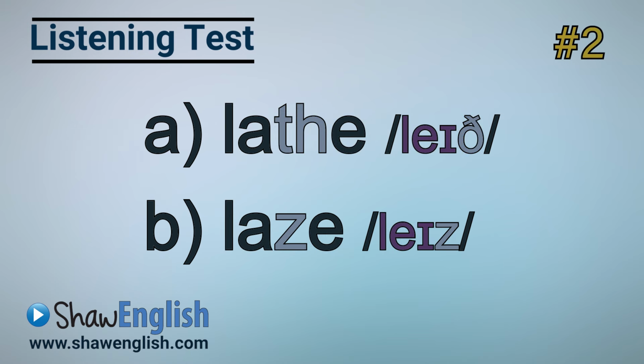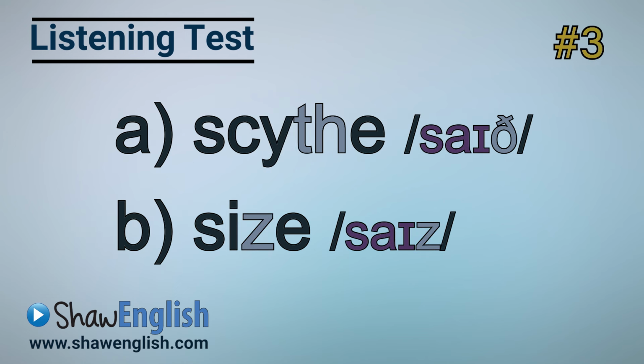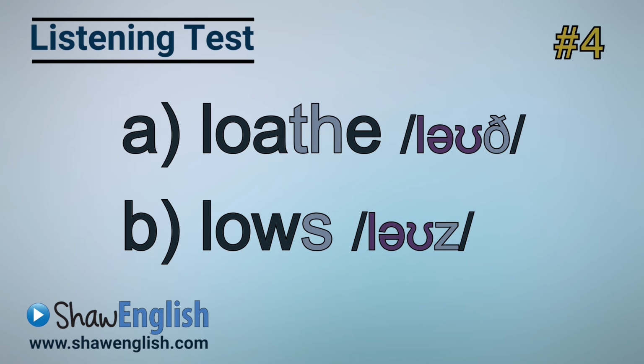Listen to me. Lathe. Lathe. It's A, guys. Lathe. B is laze. Scythe. Scythe. It's A. Scythe. B is size. Lows. Lows. Answer B is correct. Lows. A is loathe.